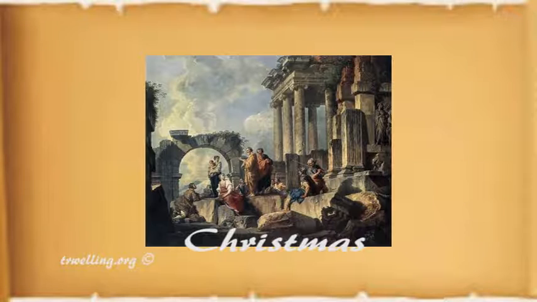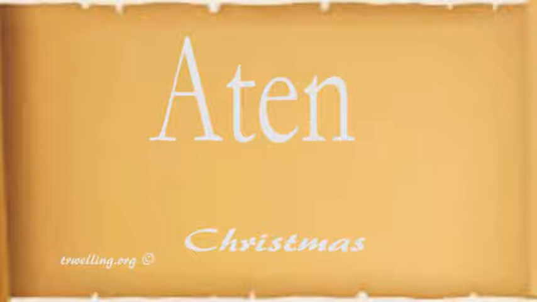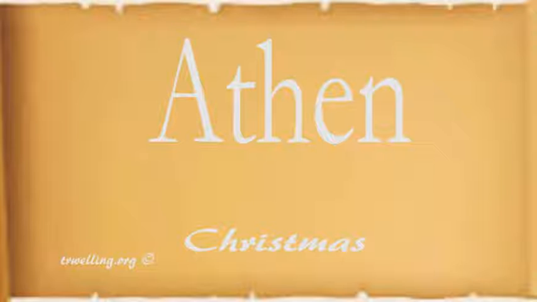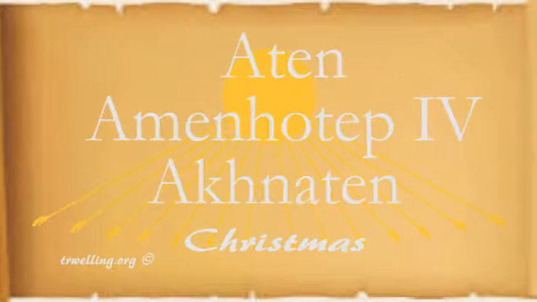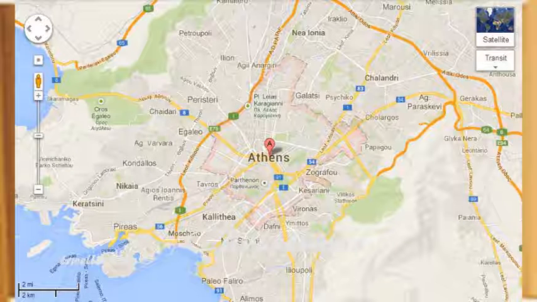So let's examine this for a second. Athens. That sounds very familiar to two words. Athen. So the Aten of Amenhotep IV's name change, he changed his name to a follower of Aten, is the name of Athens. Add an H and you have the name Athens, as in Greece, the capital of Greece. Add an H to Aten, you have Athens.